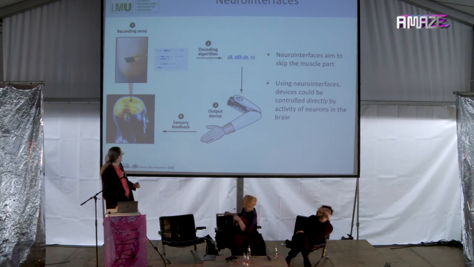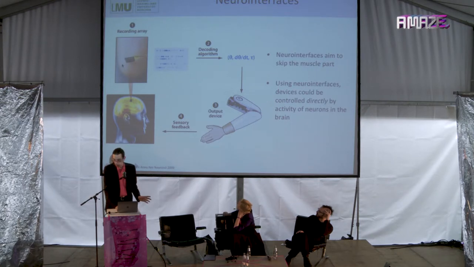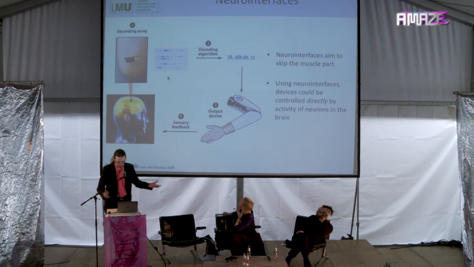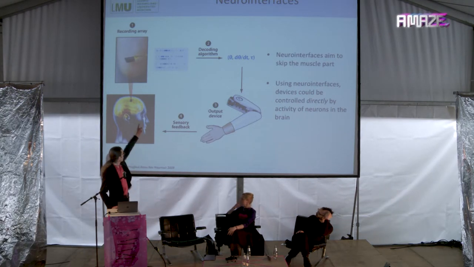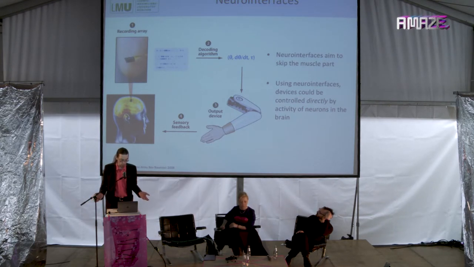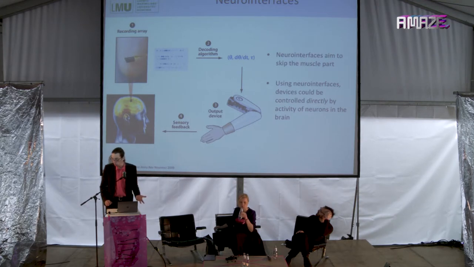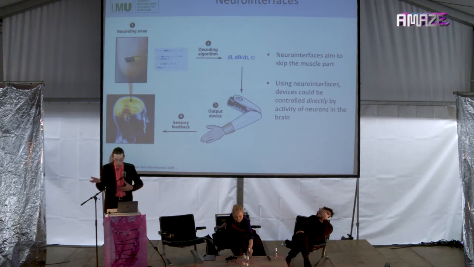That's probably not exactly what you want, but it would be one possibility, and it's actually used in patients who cannot move their limbs, for example. Then you could pick up directly the neural signals in the brain, and use some kind of decoding algorithm, and that's usually the hard part. And then you could control, for example, an artificial limb, or your car, or a game, or whatever.